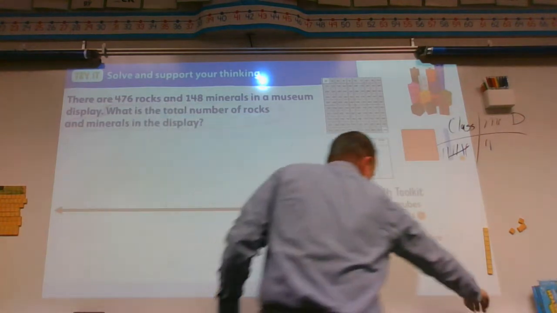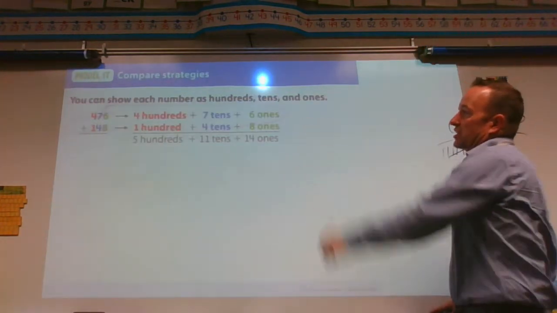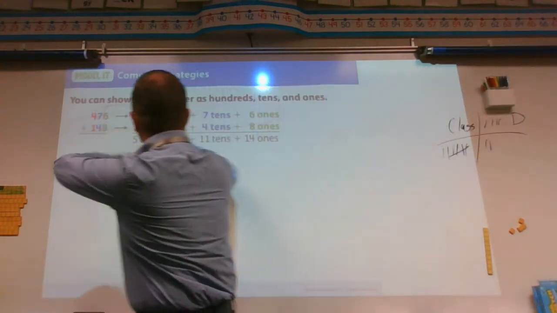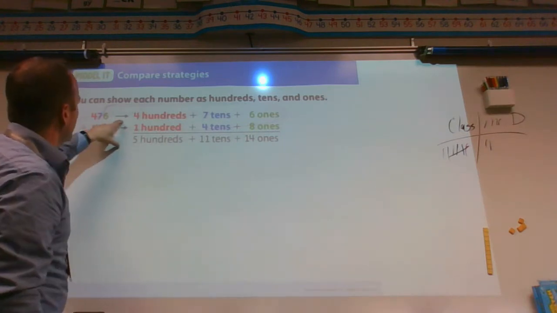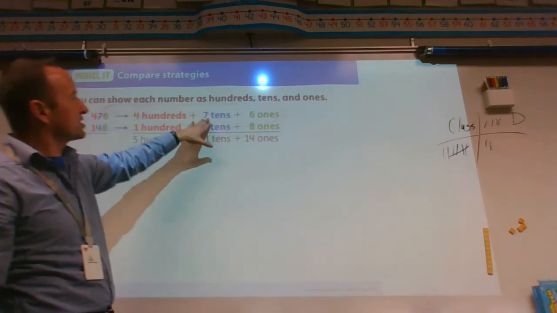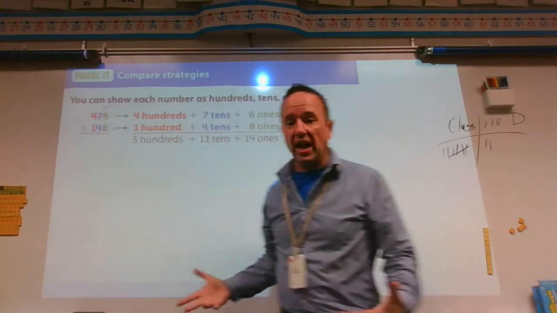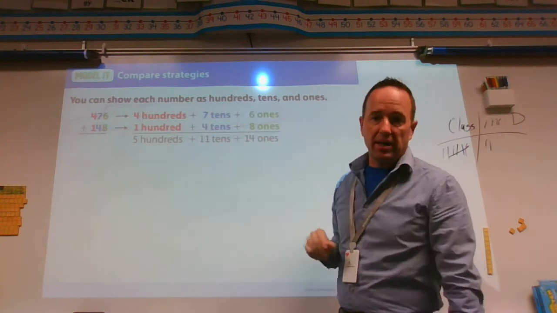All right, let's see how iReady did it. They said you can show each number as hundreds, tens, and ones, and it looks like they took it in expanded form, but they used words instead of the numbers. So we have 476, it's 4 hundreds plus 7 tens plus 6 ones. We have 148, which is 1 hundred, 4 tens, 8 ones.